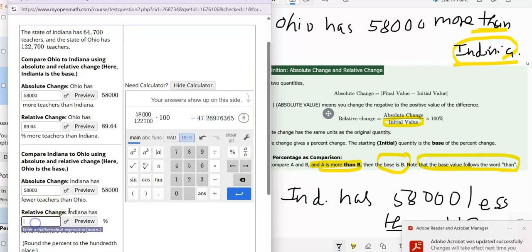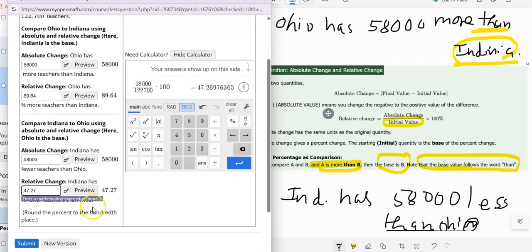Okay, so this gives you 47.27. In other words, Indiana has 47.27% fewer teachers than Ohio.